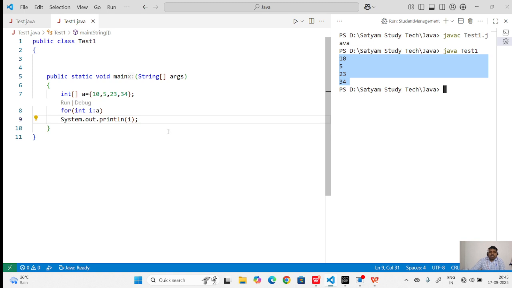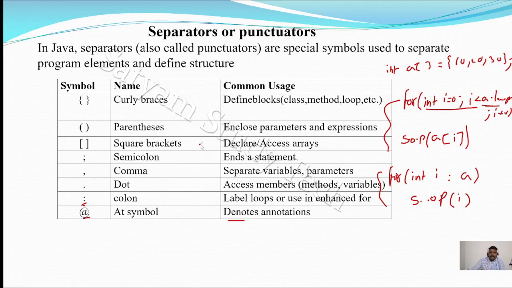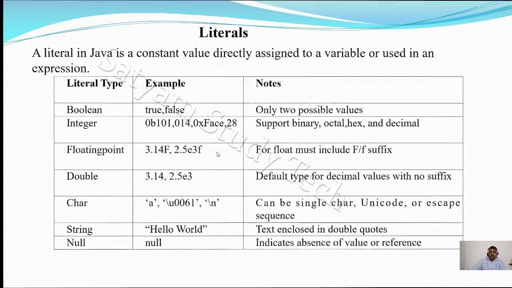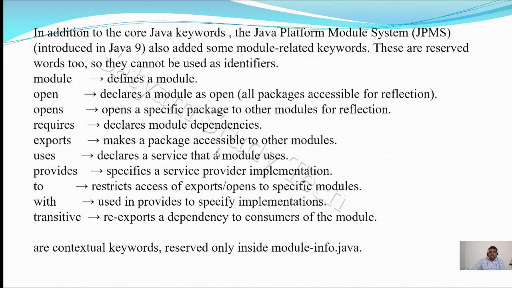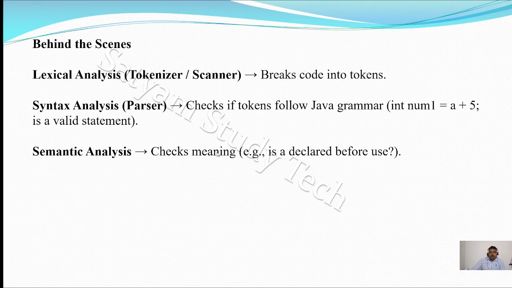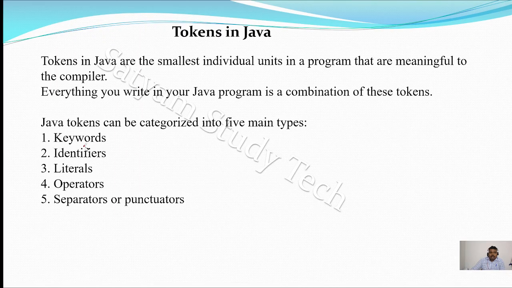These are the separators or punctuators used in Java. We have already discussed what the tokens in Java are: the keywords, identifiers, literals, and operators. Now you have seen the separators and punctuators in this class.